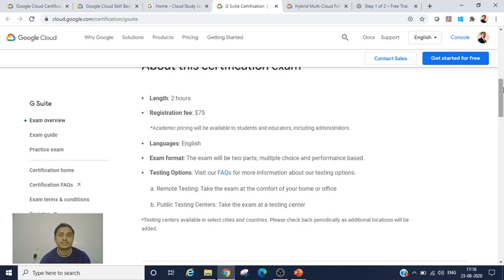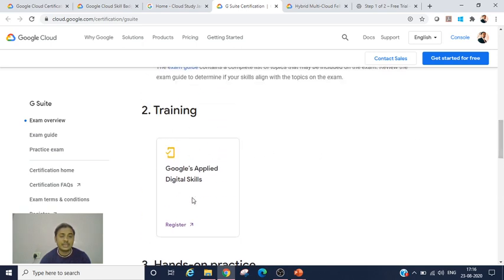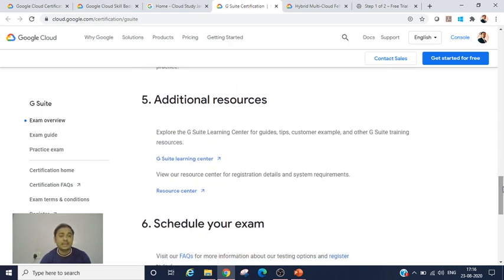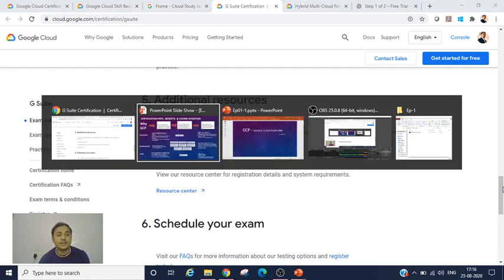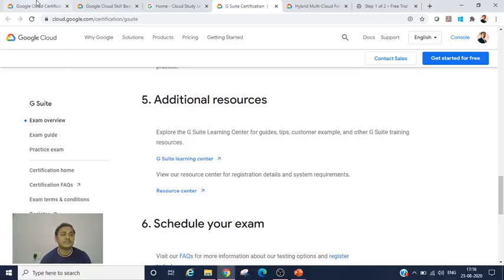Now let's look into the other stuff that we have. You have to go for this training, Google Applied Digital Skill Training. That is the prerequisite, along with hands-on practice on the Google Quest, and that is all that you need to do. Other than that, you do not have any prerequisite on any of the certificates except G Suite, which is a user certification.